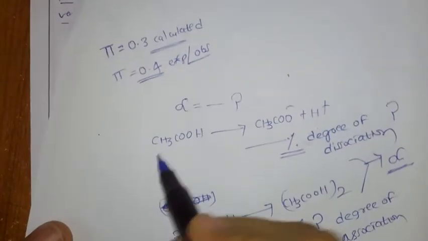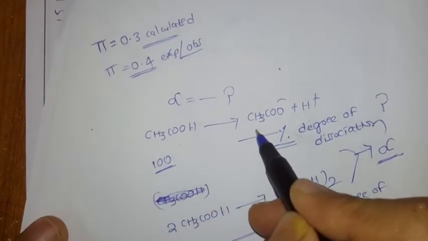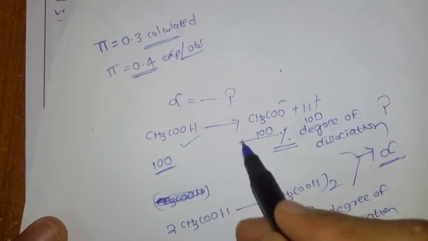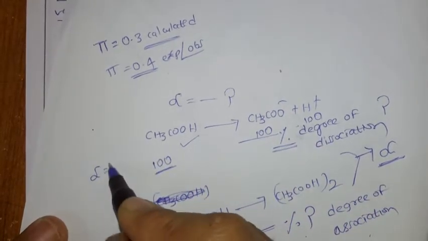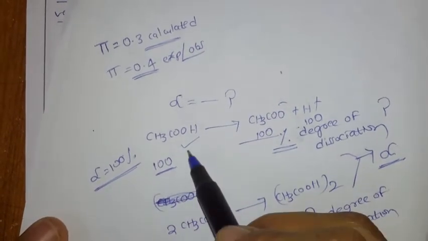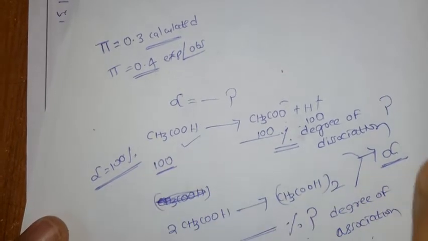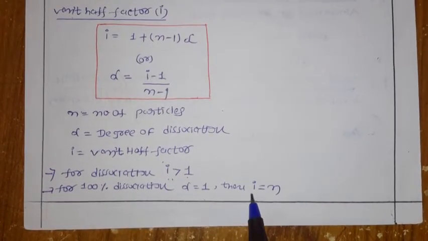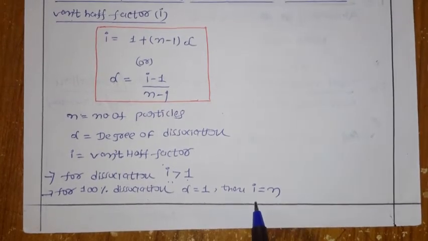For example, I am taking 100 acetic acid molecules. Here you are getting 100 acetate ions and 100 H+ ions. All of them dissociate. That is called 100% dissociation, meaning α equals 1. In that case, i equals n, the number of particles, so the van't Hoff factor becomes equal to n.